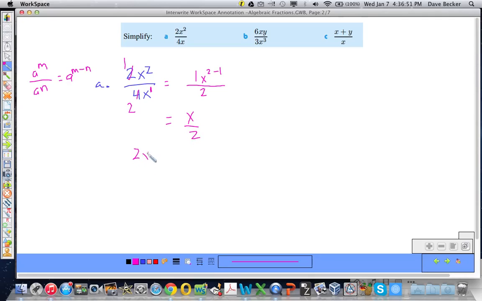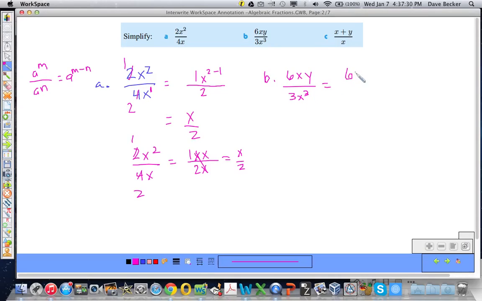The other way you can think about that real quick is 2x squared over 4x, okay, so that simplifies to 1/2, and x squared over x is simply x times x over x, so I have 1xx over 2x, and the x's cancel, and I'm left with 1x over 2, or x over 2.